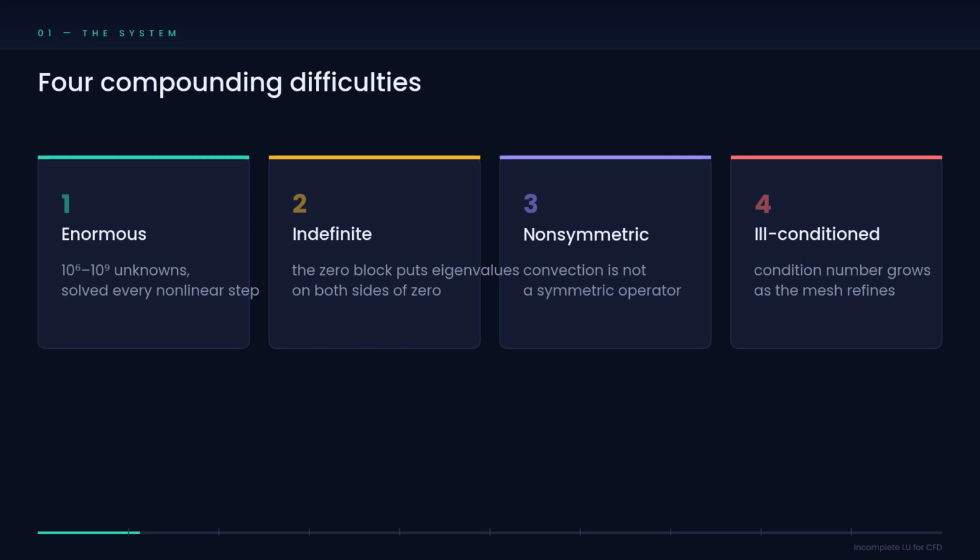4 things make this hard at once. The system is enormous. Millions of unknowns is routine. It is indefinite because of that zero block. It is non-symmetric because convection is not a symmetric operator, and its condition number grows as you refine the mesh, so the better your resolution, the worse your solver behaves.